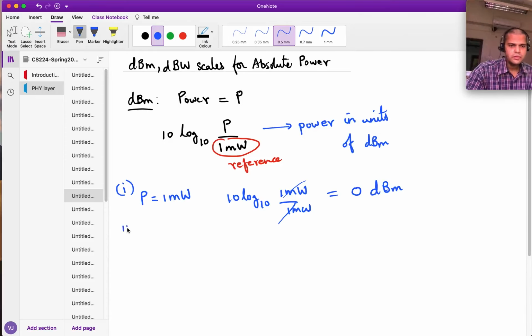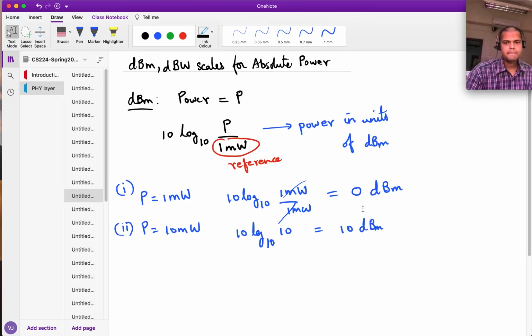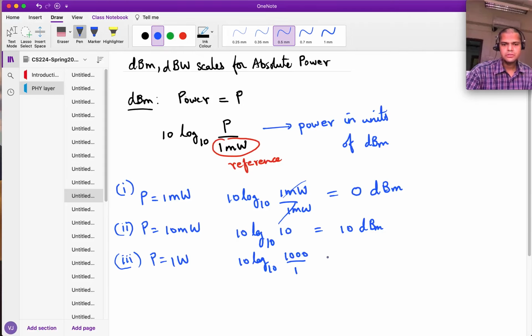What if I have a power of 10 milliwatts? So it's 10 log to the base 10 of 10. So I get 10 dBm. What if I have a power of 1 watt? 10 log to the base 10, so that's 1000 milliwatts by 1. This is going to be 30 dBm. 1 watt is 30 dBm. And of course 100 milliwatts is going to be 20 dBm, right?